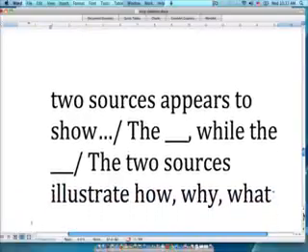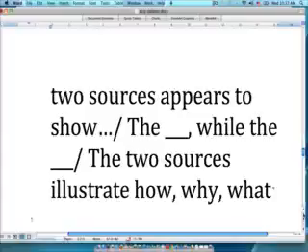Or perhaps you could start the diagram shows whatever, comma, while the graph shows, and then whatever the graph shows. And that's probably what we'll use here. Or perhaps even the two sources illustrate how, and then whatever, or why something happens, or what sort of thing happens.